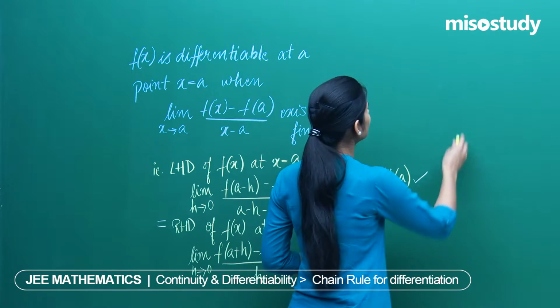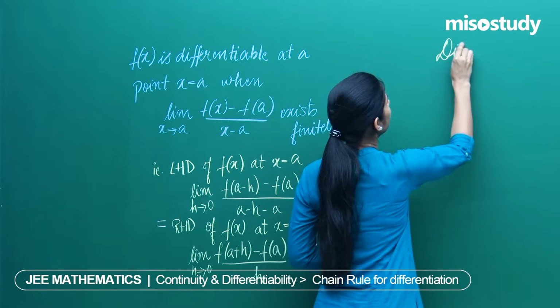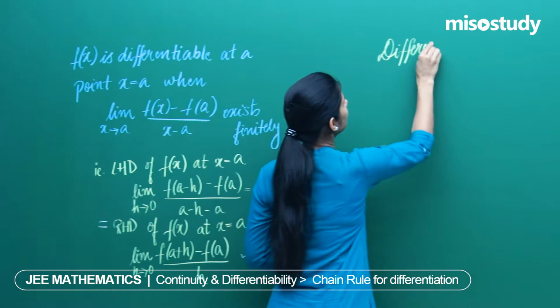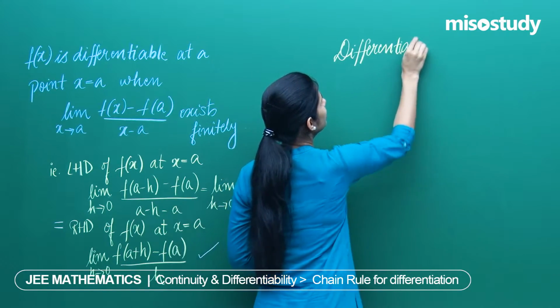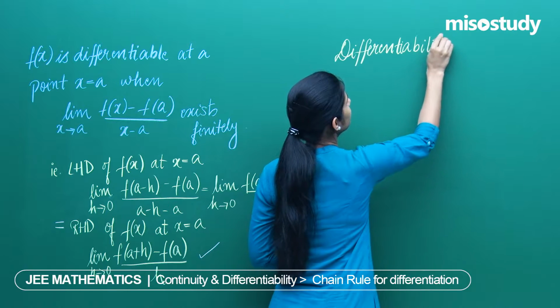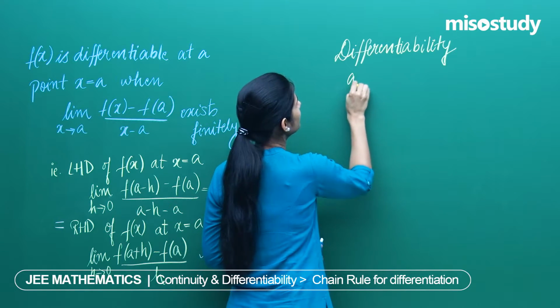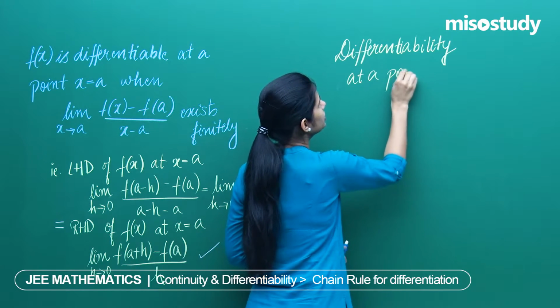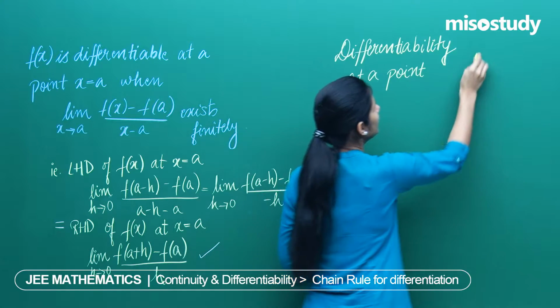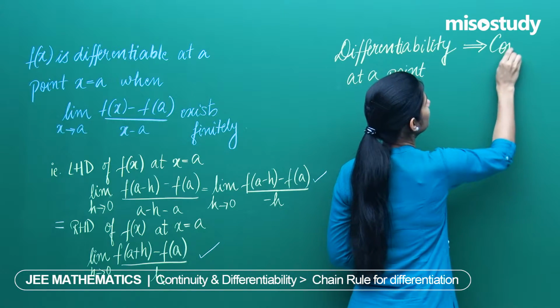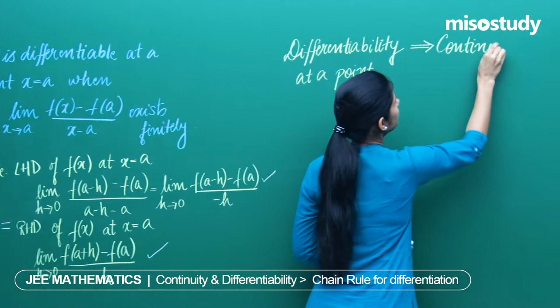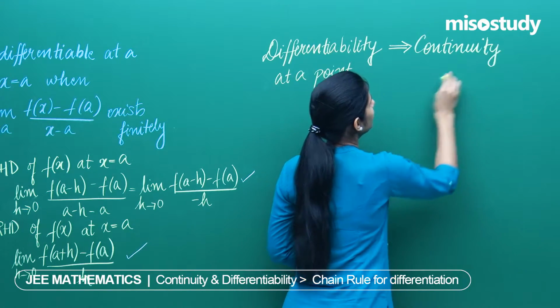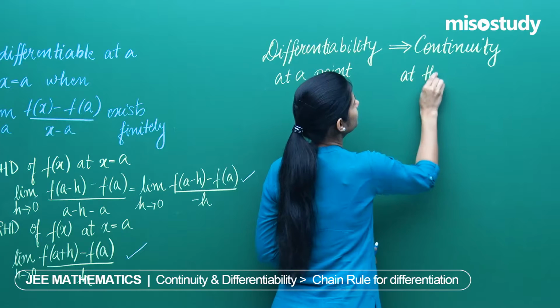So what did we learn? We learned that differentiability at a point implies continuity at that point.